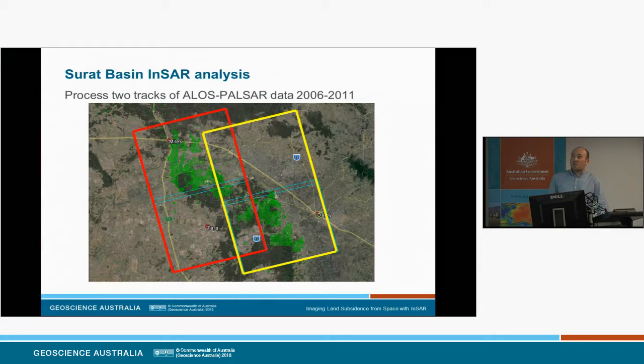So we've been concentrating on a region of about 150 by 150 kilometres area that's focused on the Miles and Dalby region. This is just to the east of the main country town of Toowoomba. And this is a region where there's a lot of coal seam gas wells, and production actually started in 2006, as I mentioned earlier. We've been using data from the ALOS PALSAR sensor, which is an L-band Japanese sensor that was operational between 2006 and 2011. So we've been doing analysis in two tracks of this data, which I'll refer to as the west and east track.